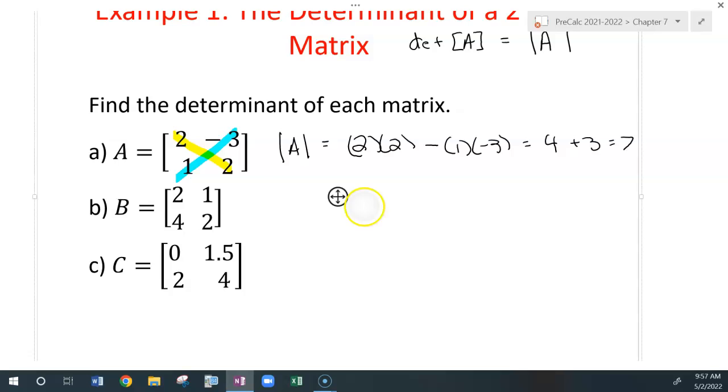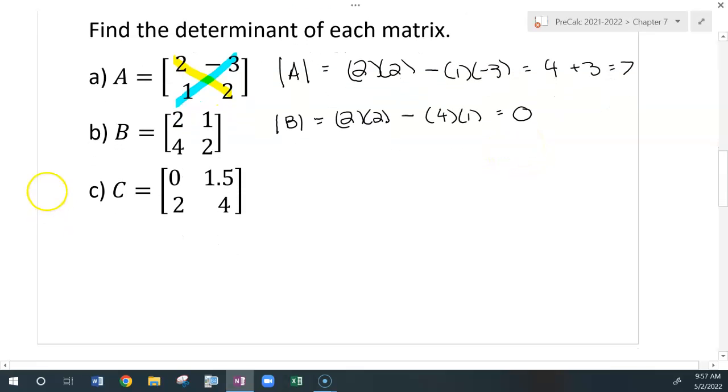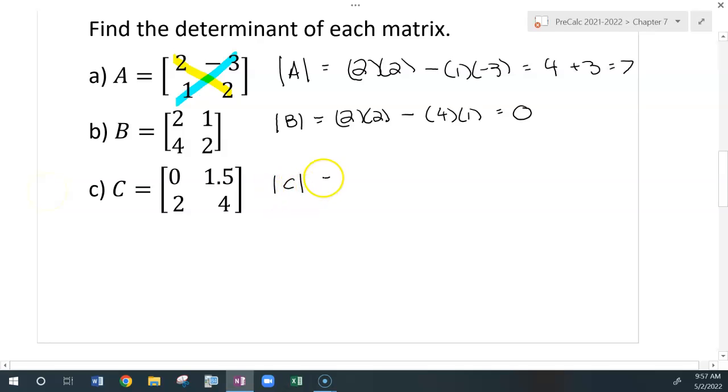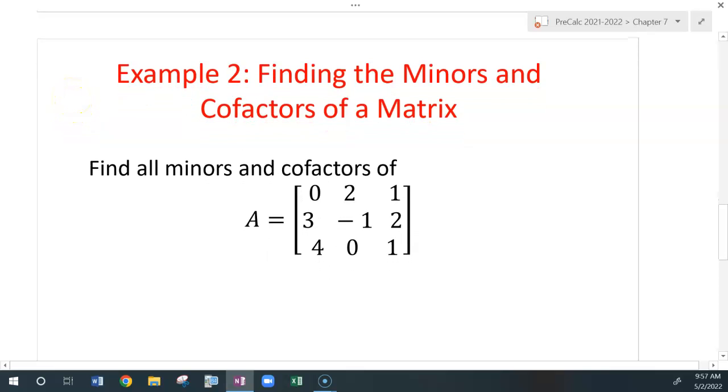Let's do the same thing for B. So your determinant of B is going to be 2 times 2, minus 4 times 1. That gives me a 4 minus 4, or 0. Last one, determinant of C, is going to be 0 times 4 minus 2 times 1.5, and you'll get a -3. It's pretty simple.